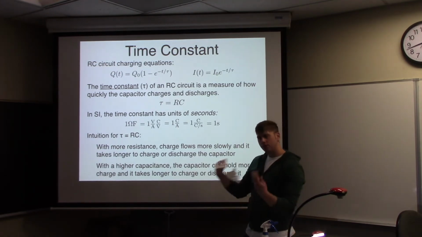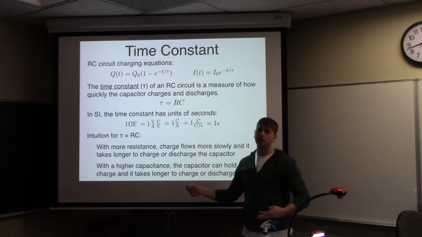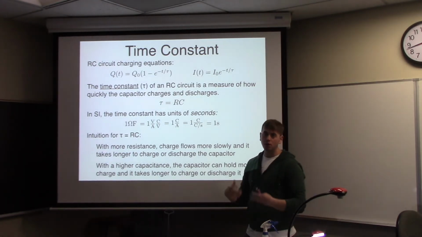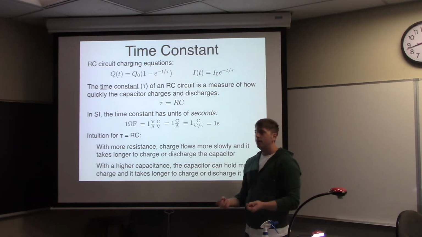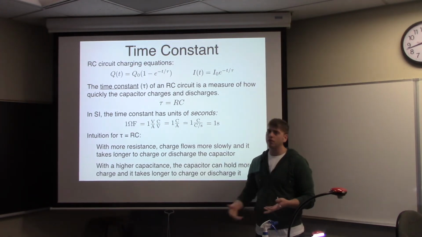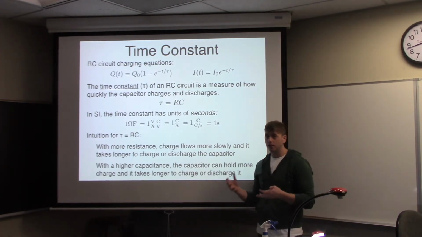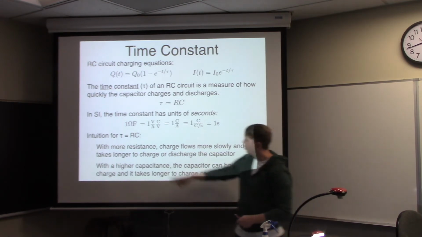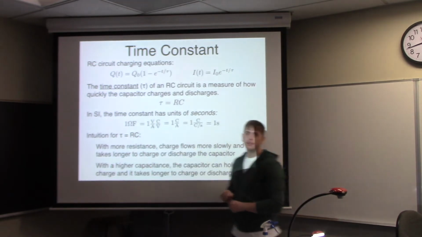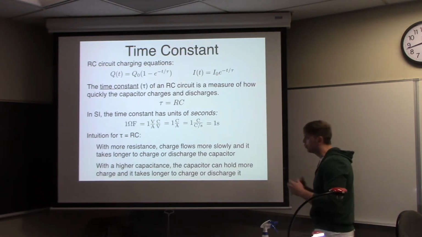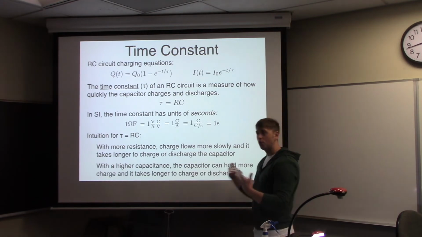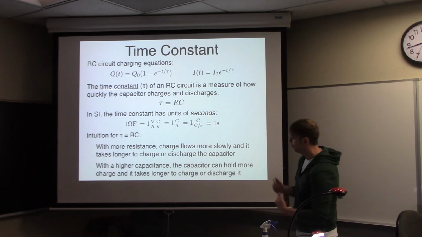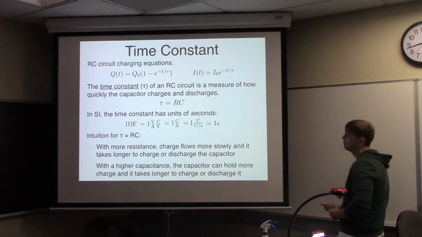Okay, so the bigger the value of resistance, the more resistance to current flowing in the circuit there's going to be. And that means it's just going to take longer to either charge or discharge the capacitor because current is flowing more slowly. So R increases tau. That should be kind of intuitive, right? Because the more resistance we have, the slower the charge is going to move, the more time it's going to take to charge or discharge the capacitor.